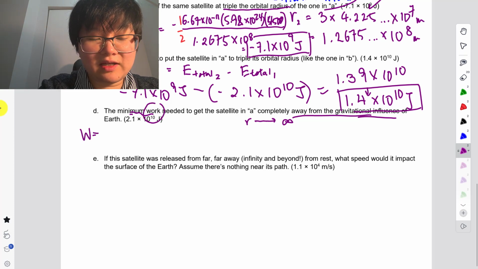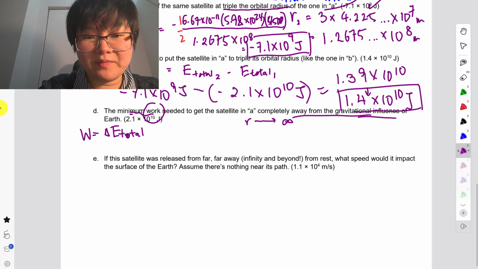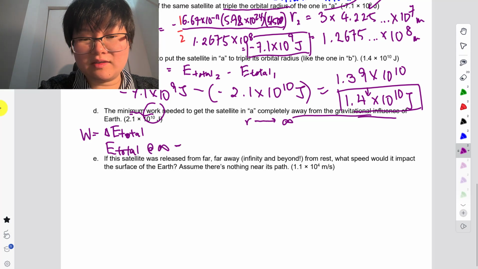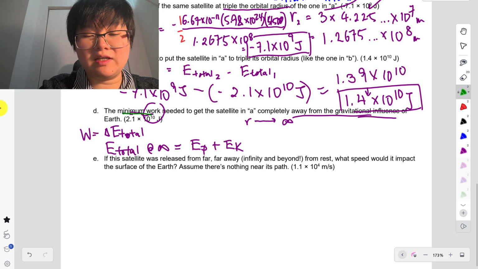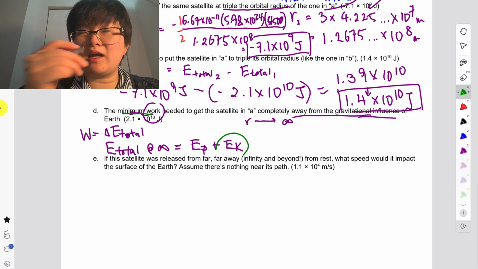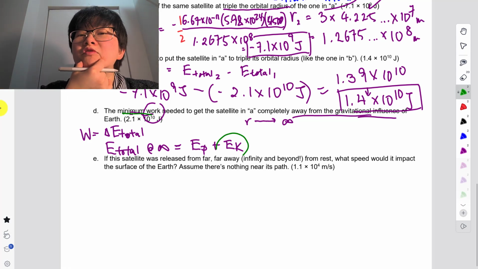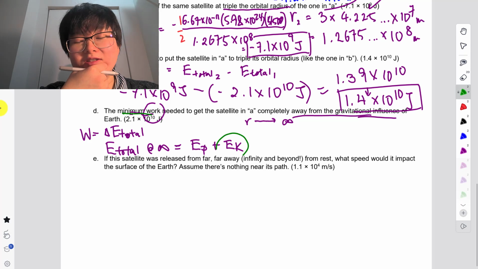We know work needed is the change in the total energy. We already know the total energy in A, the geosynchronous orbit one. But in order to know the change in total energy, we need the total energy at infinity. At infinity, let's reason out what would be the potential energy and the kinetic energy. First, let's start off with the minimum work needed. Let's think about the kinetic energy at infinity. Your object could be moving, it could not be moving. It doesn't necessarily have to move. As long as it gets there, then it's okay.